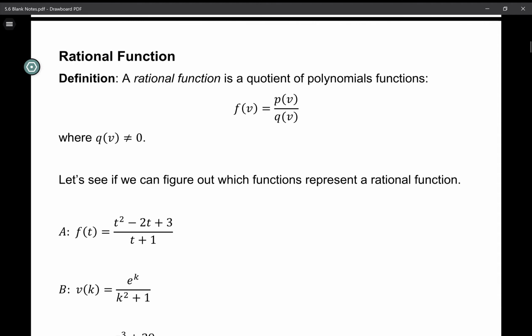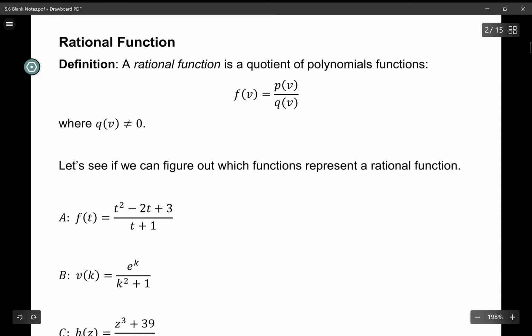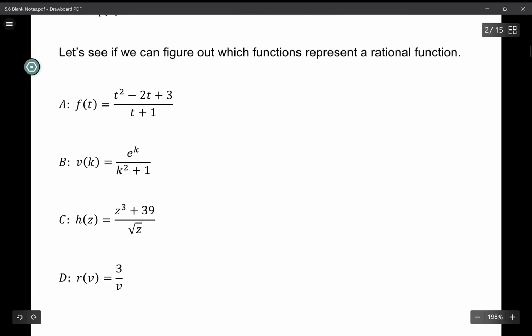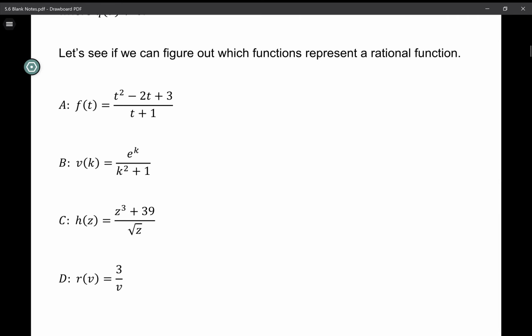Okay, so let's look through these examples and see which of these are rational functions, which means we're checking to see if the denominator and the numerator are both polynomial functions. So let's look at the first one, A. The numerator is t squared minus 2t plus 3, and the denominator is t plus 1. Yep, those are both polynomials, so this is a rational function. Let's look at B. The numerator is e to the k. Already we're in trouble. This is not a rational function because e to the k is not a polynomial.